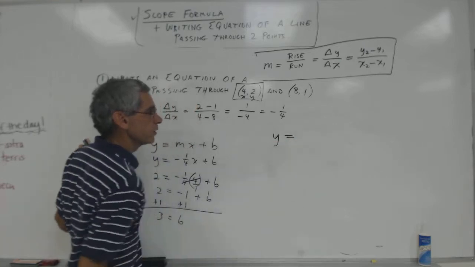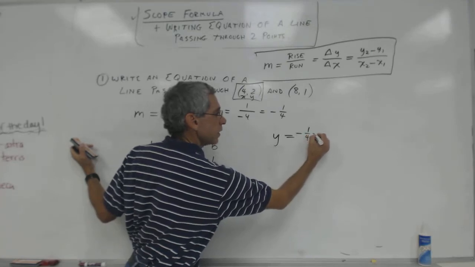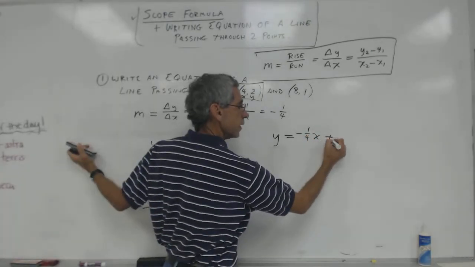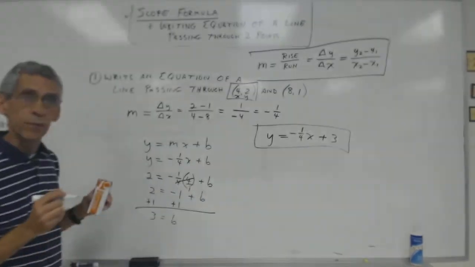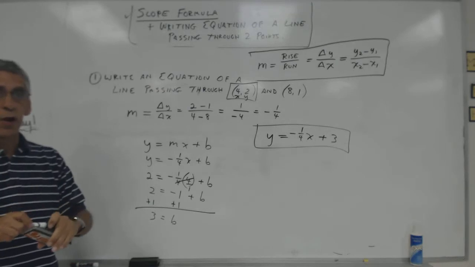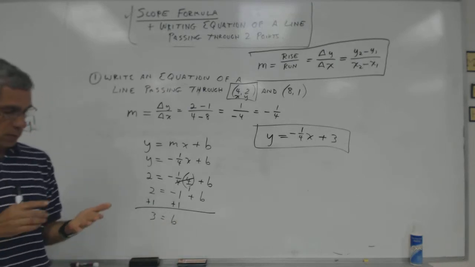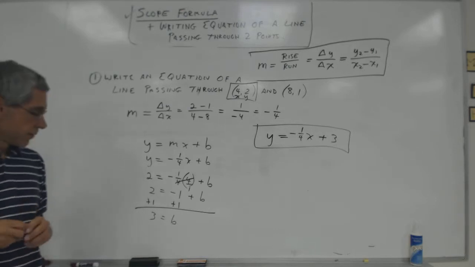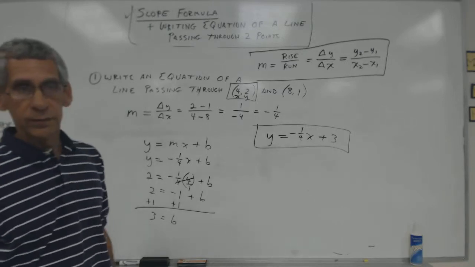Y equals, what's my slope? Negative 1/4 x, and then what's my b? Plus 3. And I'm then done. You can graph it, but you don't have to graph it. I'm not asking you to graph it. All I'm asking you to do is write the equation, right? All right, fist to 5, do you understand it? Okay. So that's the process.